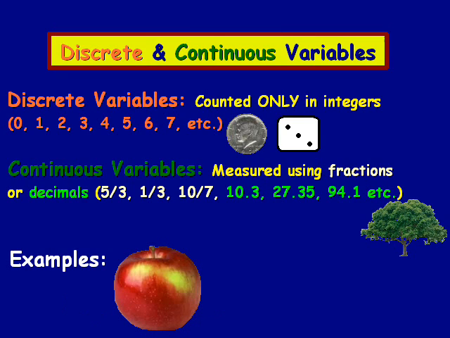Now let's say, for example, we have an apple in front of us, and we want to know what exactly is the width of the apple. Well, some of the answers are going to come in decimal form, so that's going to make it a continuous variable.